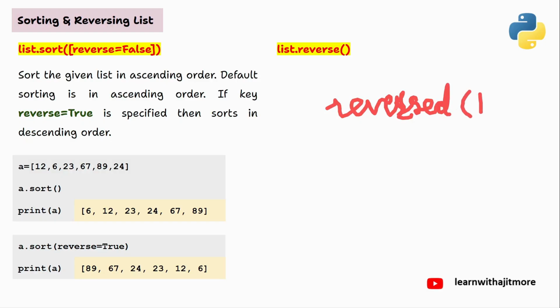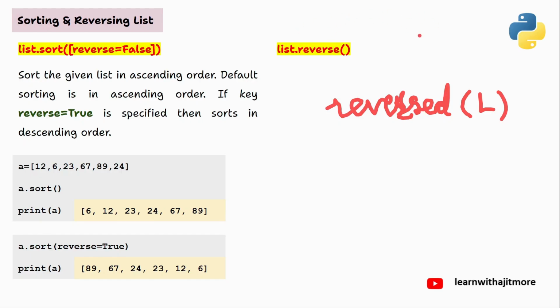Okay? And you can pass a list. The reversed built-in function is also there, and the reverse method is also there. The only difference is that the reverse method will do in-place reversing. The original list only is reversed. Reverse means the order of the elements is changed. The first element becomes the last element.